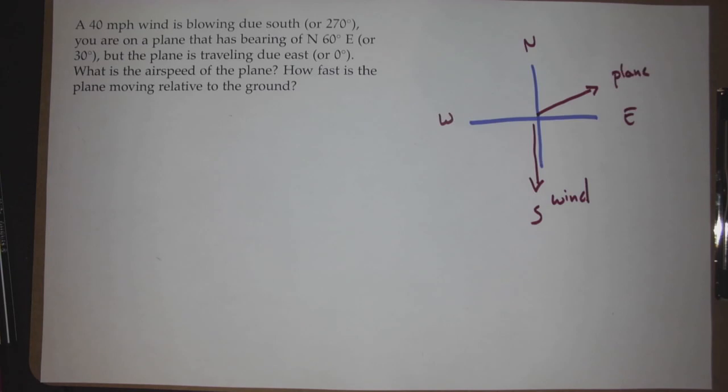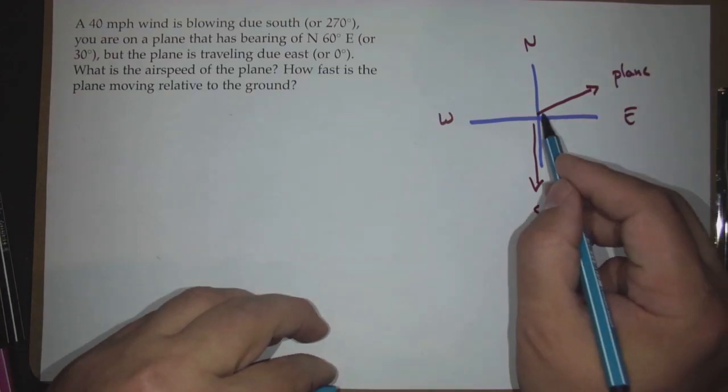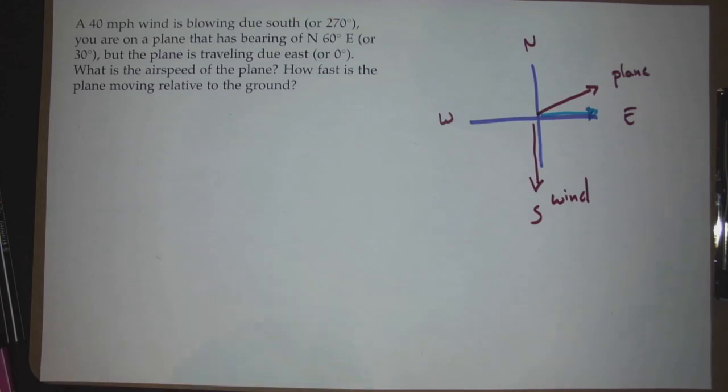Now, what's happened? The bearing of the plane, in other words, you have the plane pointed in a certain direction. But just because the plane is pointed that way does not mean that that's the way the plane actually is moving relative to the ground. How is the plane moving relative to the ground? Well, the answer is it's going directly east, due east. Now the question: what is the airspeed of the plane, and how fast is the plane moving relative to the ground?